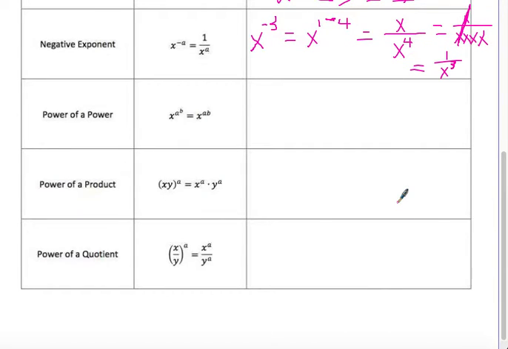So now we've got power of a power. So this is x to the a to the b. Well, let's think about what this is, and let's just use 2 and 3 as examples. So x squared to the third power. Power of a power means we multiply the two exponents together. So x squared to the third power would mean that I have x squared times itself 3 times.